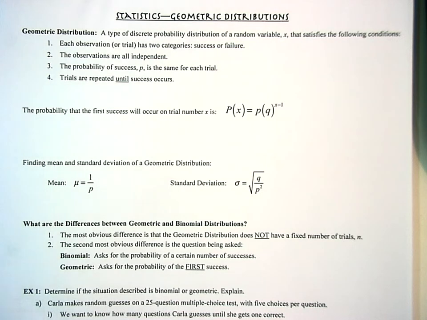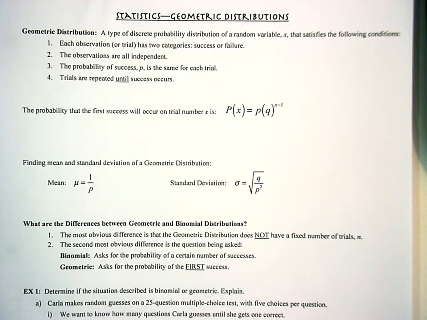Today we're looking at statistics and we're focusing on geometric distributions. So first up, a geometric distribution is a type of discrete probability distribution of a random variable x that satisfies the following conditions. Like the binomial distribution, each observation or trial has two categories, success or failure.